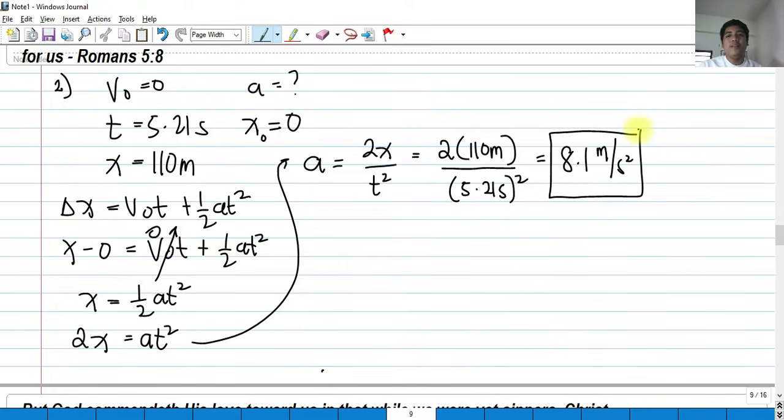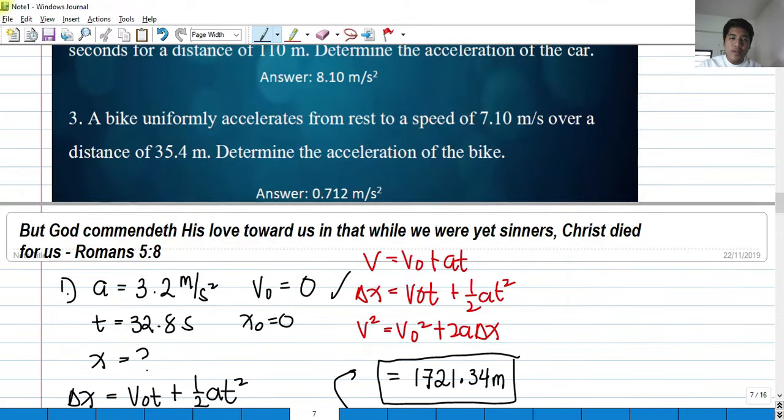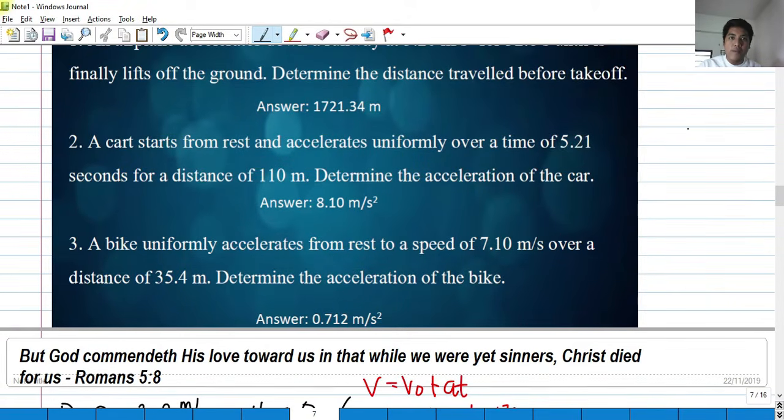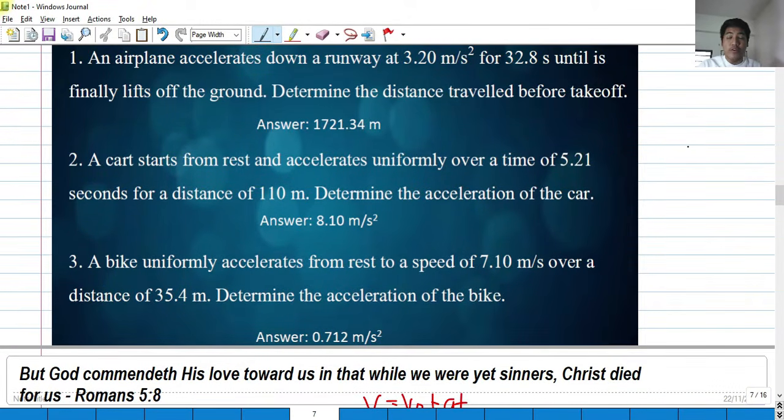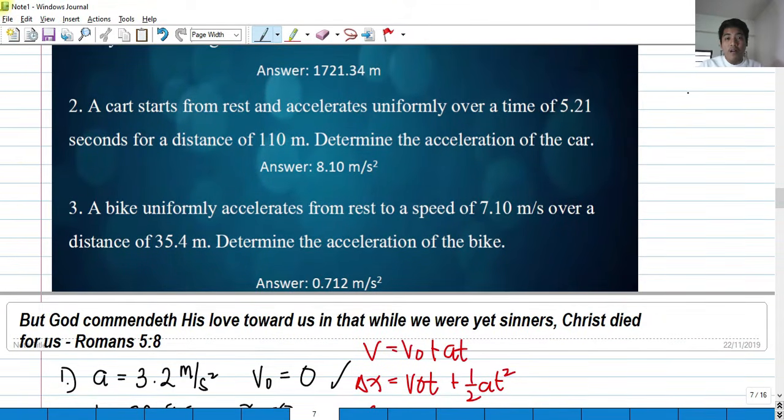It's very easy, right? But sometimes hard problems in physics take time, so you must practice in order to solve hard problems in physics. By the way, these are easy problems.